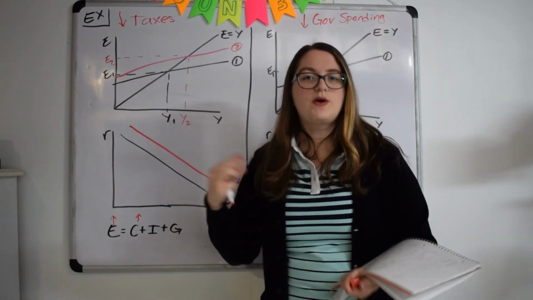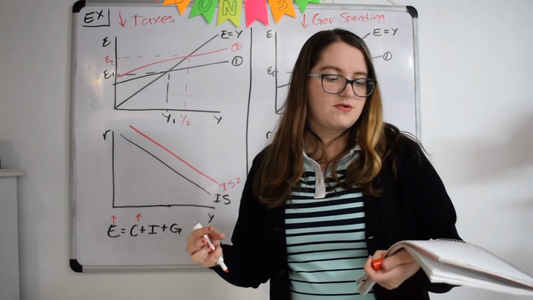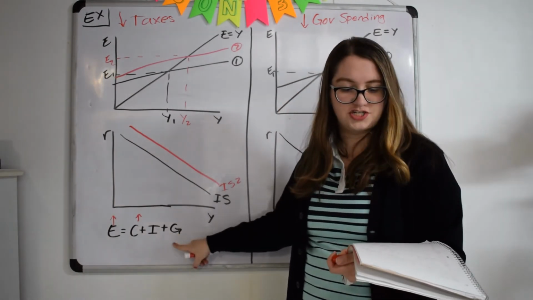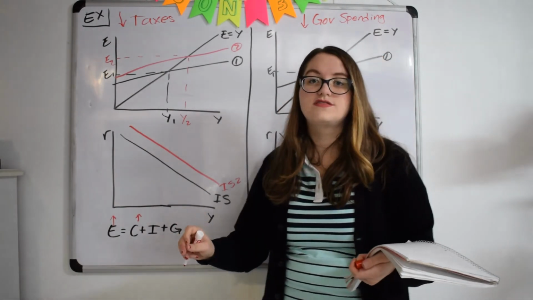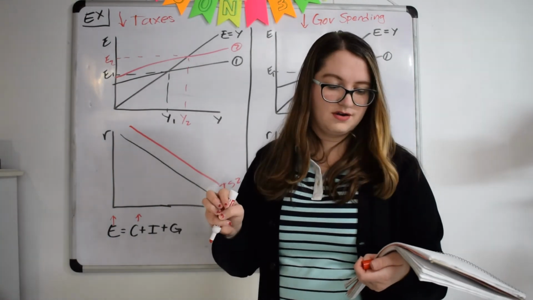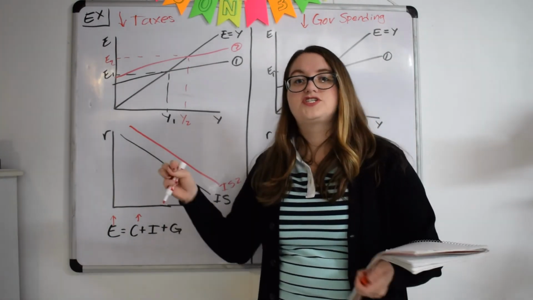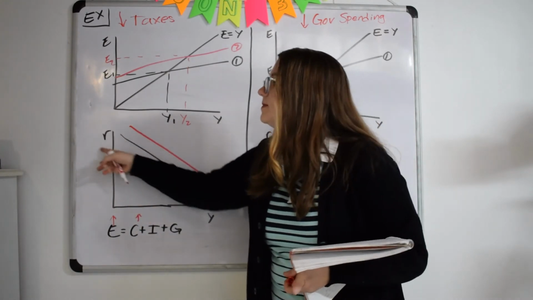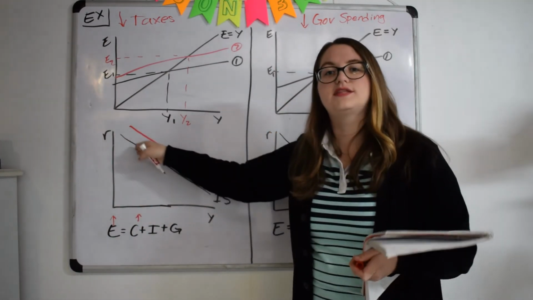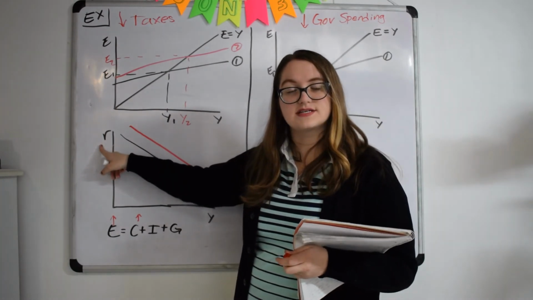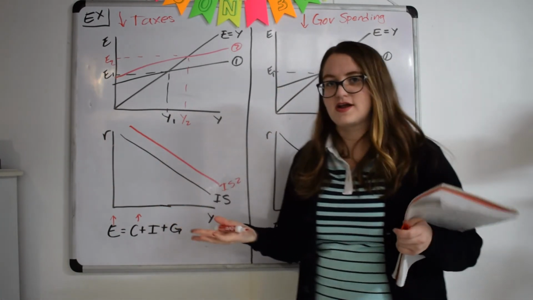Okay? So when we're doing these examples, remember, anything that impacts C, I, or G, other than a change in R, will shift the IS curve. If it's a change in R, it'll be a movement along the IS curve because R is represented on the y-axis. This is the same for supply and demand.